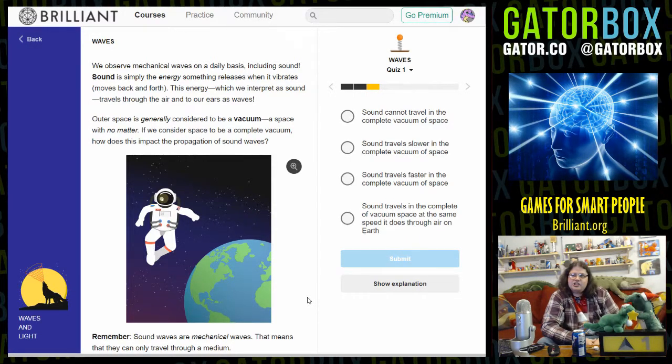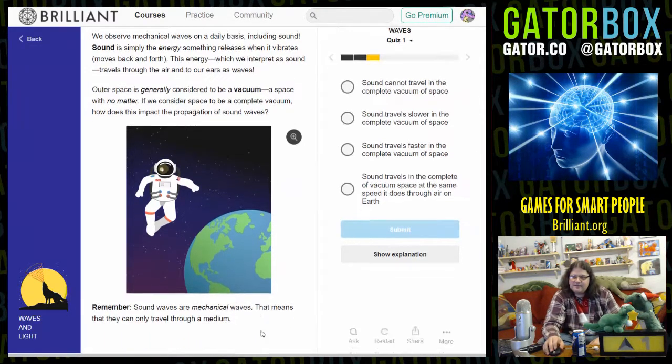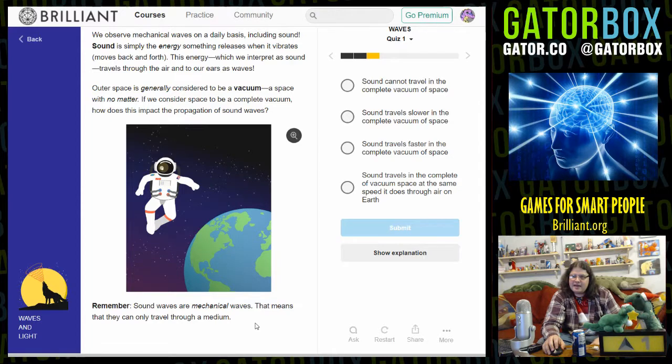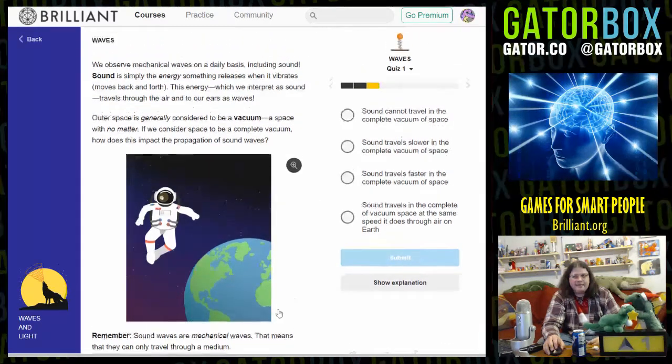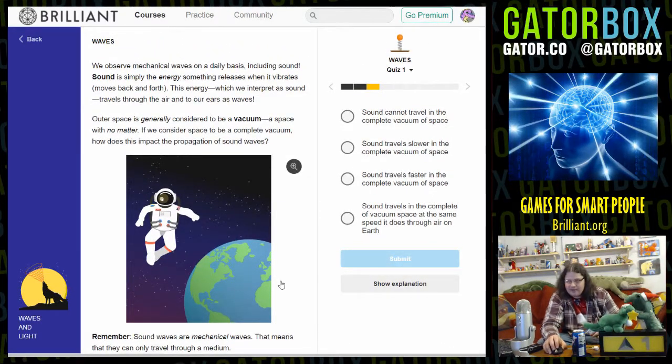Outer space is generally considered to be a vacuum, a space with no matter. If we consider space to be a complete vacuum, how does this impact the propagation of sound waves? Remember, sound waves are mechanical. That means they can only travel through a medium. That means sound cannot travel in the complete vacuum of space.